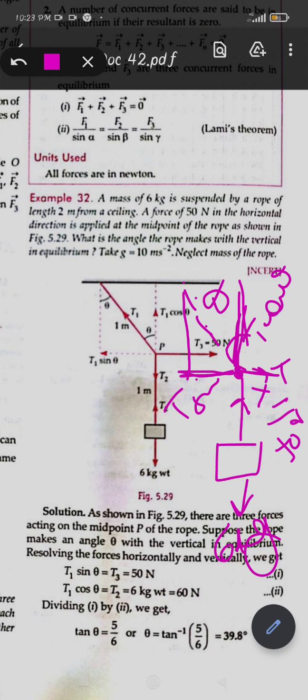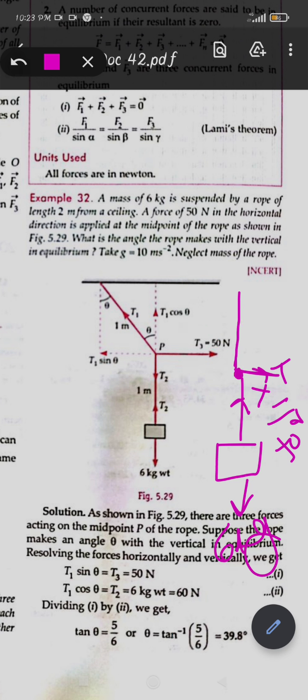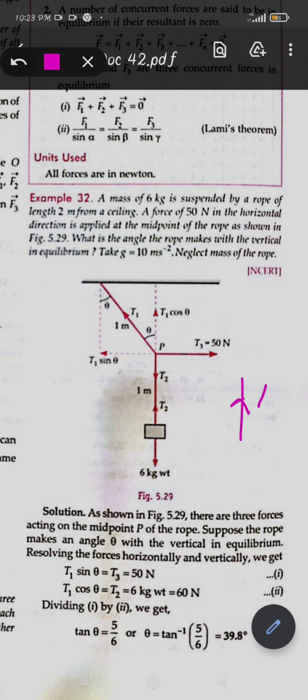This T sin theta and the 50 Newton force are taken in just opposite directions. They are just balancing each other, so we can write these forces as equal. That is, T3, which is 50 Newton, is equal to T1 sin theta, since this is the midpoint of the rope and theta is the angle with the vertical in equilibrium. Taking the horizontal and vertical components, T1 sin theta is just balancing the other force, T equal to 50 Newton.